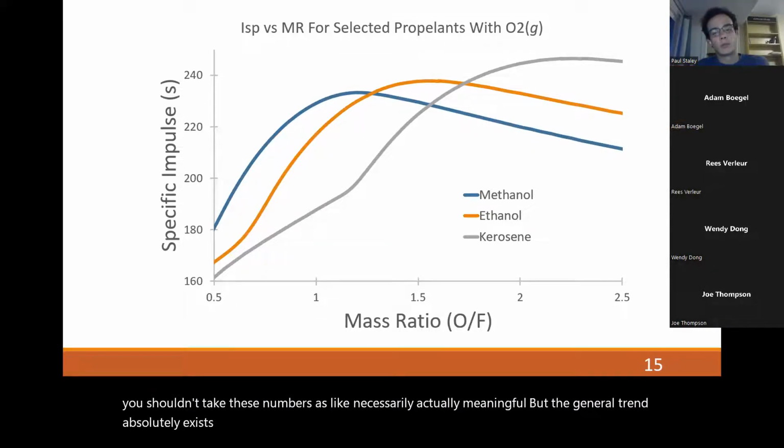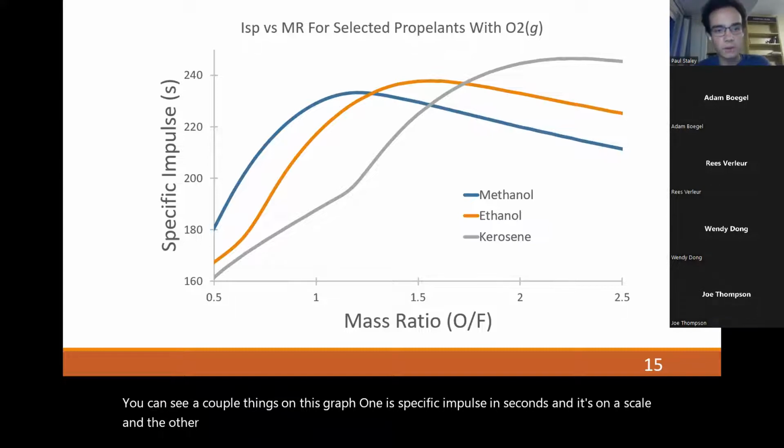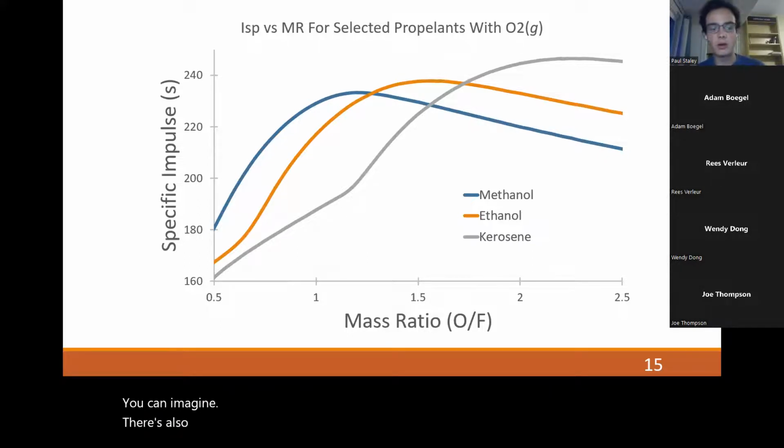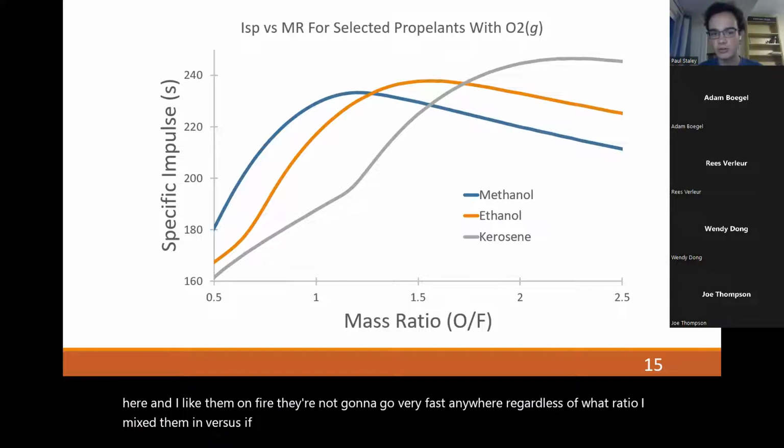So you can see a couple things on this graph. One is specific impulse in seconds, and it's on a scale. And the other one is a mixing ratio. You can imagine there's also something else that needs to be going on, because if I mix two things on my desk here and I light them on fire, they're not going to go very fast anywhere, regardless of what ratio I mix them in. Versus if I mix them in a really good rocket engine, you know they're going to go really fast. Their ISP is going to be high.